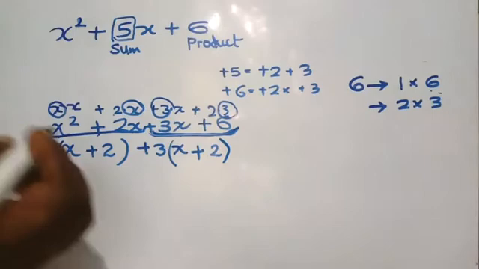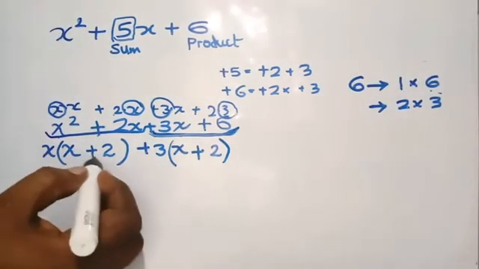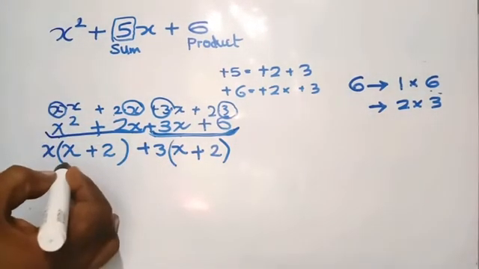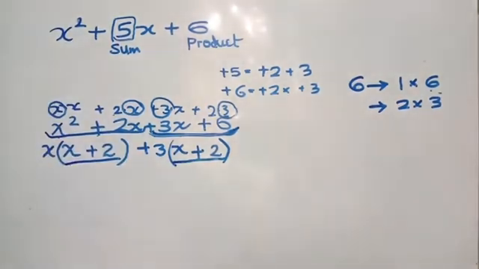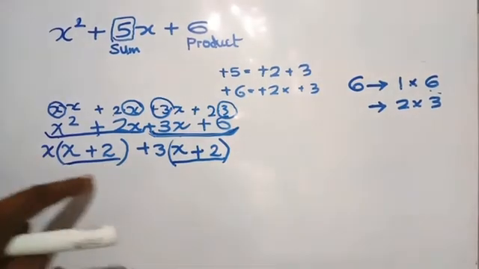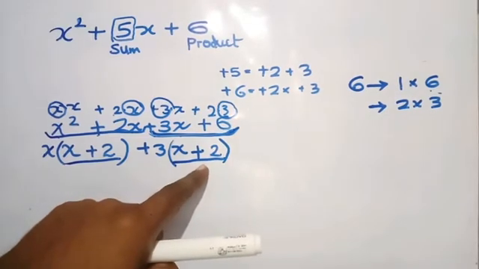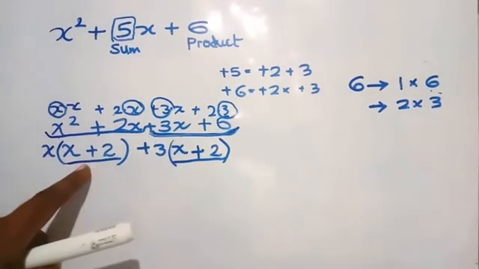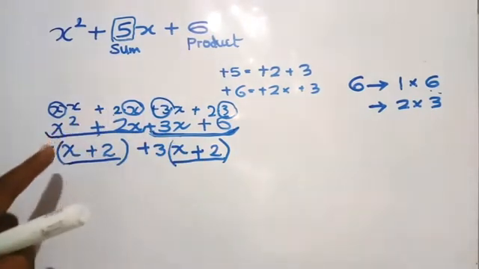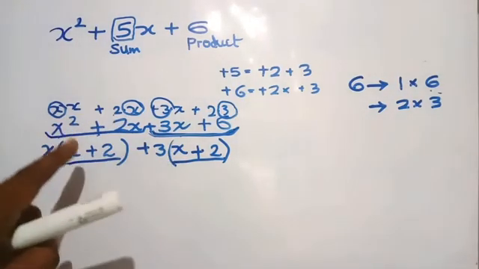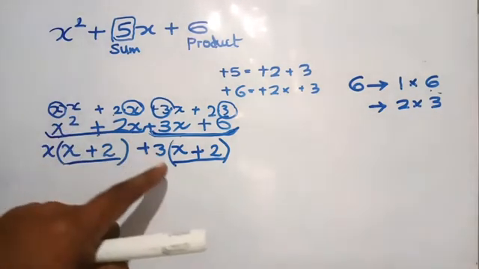Okay. Now you see, we got x of x plus 2 plus 3 of x plus 2. Check these two. The first term has x plus 2, and the second term also has x plus 2. That means x plus 2 is a common factor, not term, for the first and second terms.